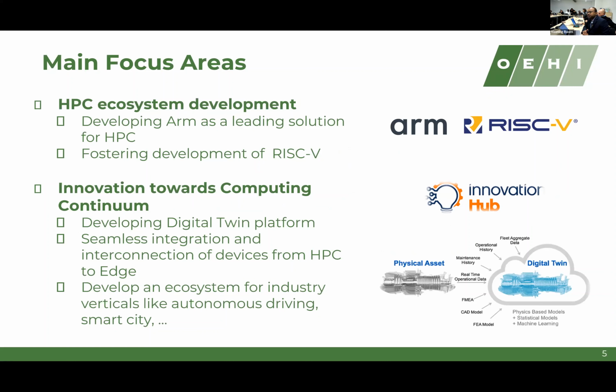One is the HPC ecosystem development, mainly for ARM and RISC-V. Make sure ARM is a leading solution for HPC. I think there's a lot of push in the European region for making ARM a preferred solution, and also developing RISC-V. RISC-V is growing very fast, but it's still in its infancy. Make sure that RISC-V is ready for the future. And since its ISA is very open, I think it leads to good innovation.